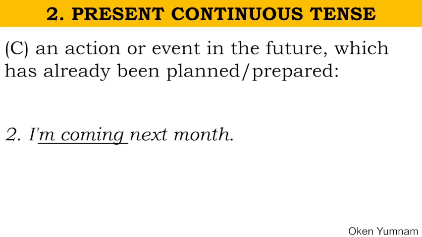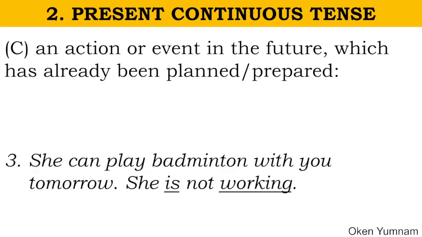I'm coming next month. Yes, this is again future time, but it is already prepared. I am already prepared that I'm coming next month. So I'm coming. Present continuous tense. See here again. She can play badminton with you tomorrow. The action will be tomorrow.